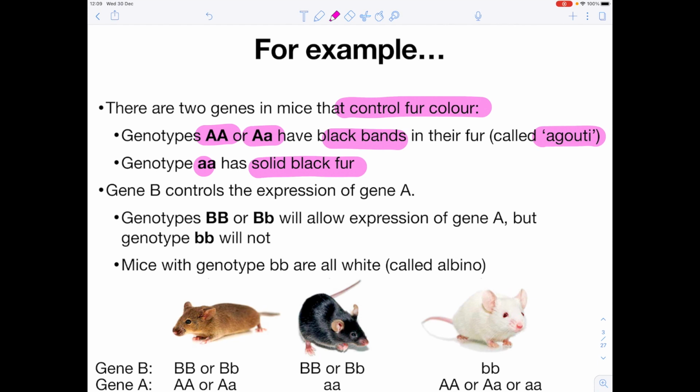We're then told that gene B controls the expression of gene A. So whether the mice have black banded fur or solid black fur will be dictated by gene B. The genotypes uppercase B, uppercase B or uppercase B, lowercase b will allow the expression of gene A, but if you have the homozygous recessive situation, you will not get the expression of gene A. As a result, mice with the genotype lowercase b, lowercase b will be white, and we call that albino.